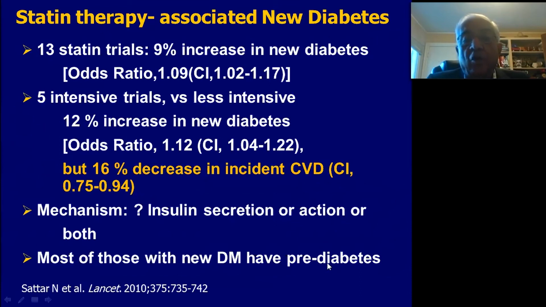One point that needs to be made here, that most of those who develop diabetes on statin therapy already have pre-diabetes. So you need to educate these people and need to tell them how important it is to change their lifestyle, to lose some weight, follow their diet, and exercise regularly in order to prevent the eventual development of diabetes, as you would in a non-diabetic person anyway.